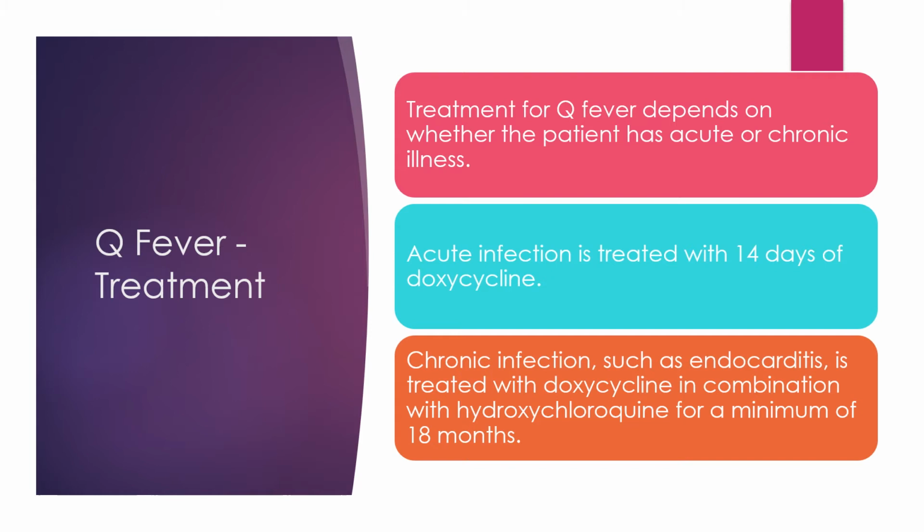Treatment depends on whether a patient has acute disease or chronic illness. Acute infection, for example, just pulmonary or pneumonia, is treated with 14 days of doxycycline. And then chronic infection, such as endocarditis, is treated with doxycycline in combination with hydroxychloroquine, and the minimum duration there is 18 months.